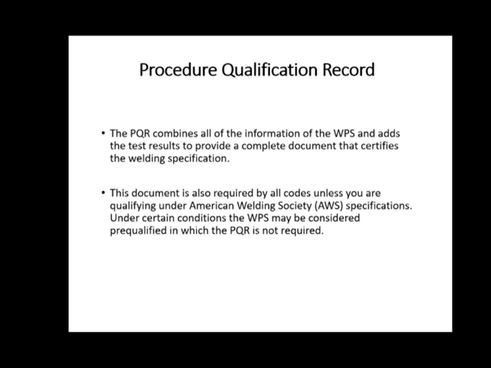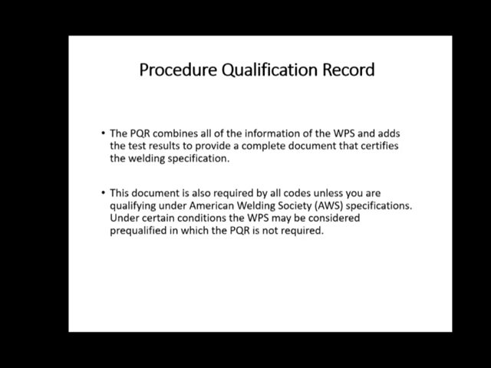The PQR combines all of the information of the WPS and adds the test results to provide a complete document that certifies the welding specification. This document is also required by all codes unless you are qualifying under the American Welding Society specifications. Under certain conditions, the WPS may be considered pre-qualified, in which the PQR is not required. You can do this under special conditions, but you have to follow all of the rules to do it under the American Welding Society specifications, such as D1.1 structural steel.